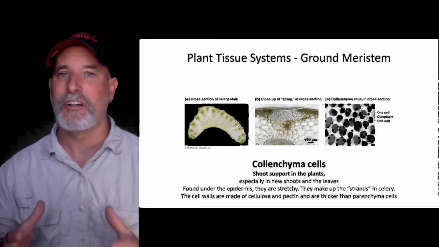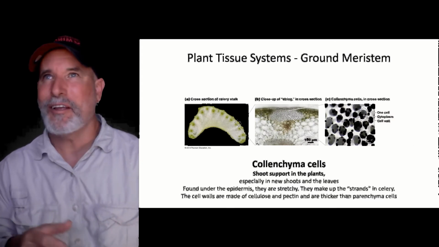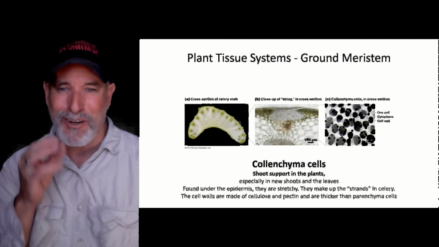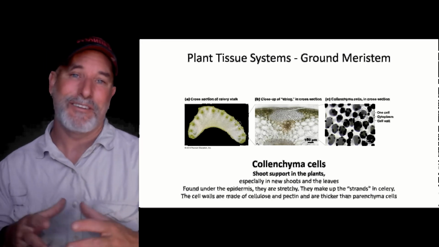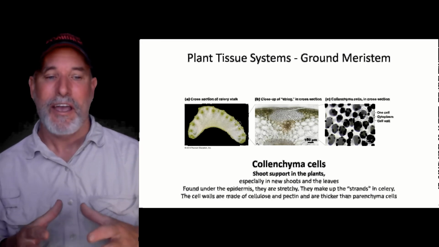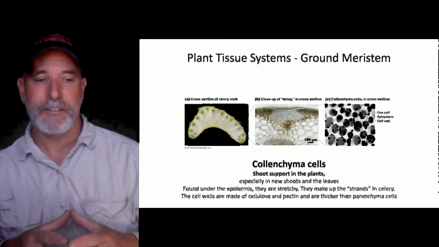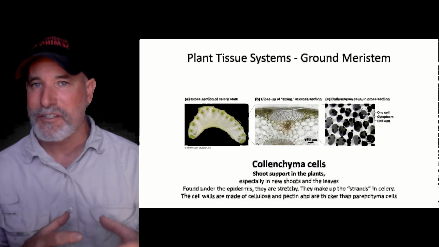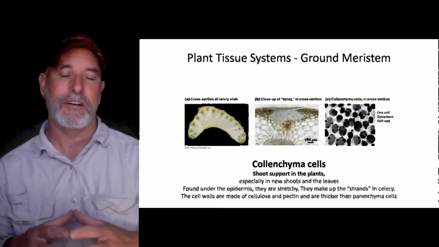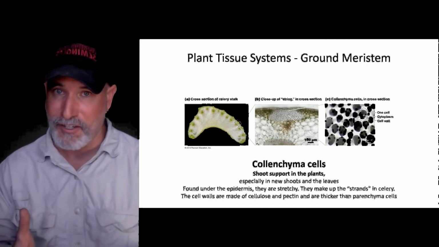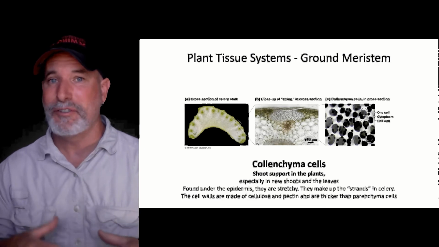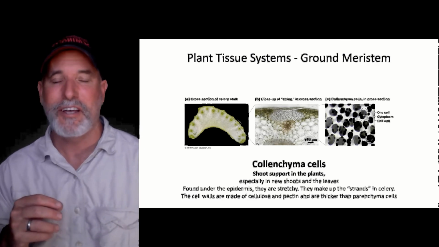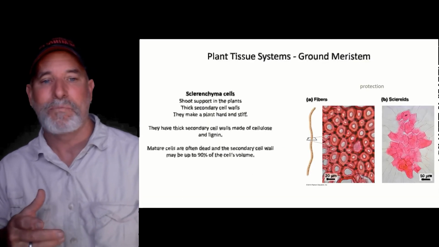Now the other one is a collenchyma cell. Have you ever eaten celery? It's all stringy. Yeah, those strings are collenchyma cells, and they help support shoots in the plants. And they have these thicker cell walls, thicker than parenchyma cells. That's why you can eat spinach. You can eat celery too, but you notice there's a very different texture in there as well.